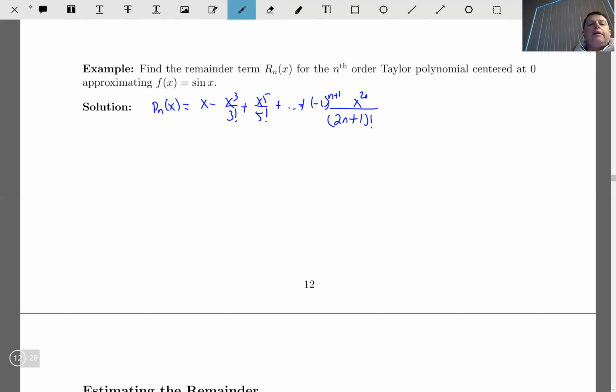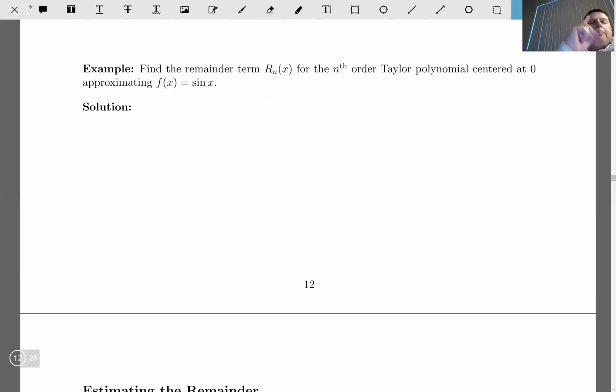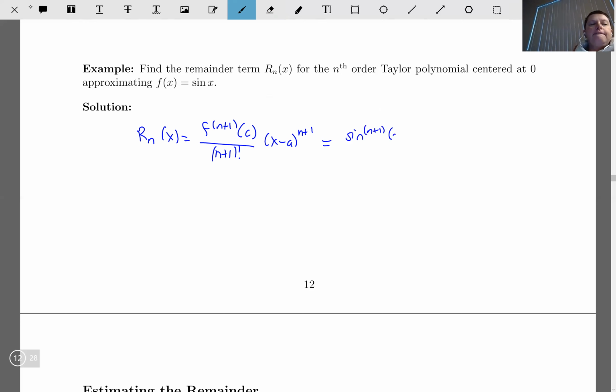This is really a pain, so let's not do it this way. Let's pretend that we don't actually want to figure out the polynomial. We just want to know how well we can do, because this is figuring out the polynomial. But without knowing anything else, I know that the remainder is going to be the n plus first derivative at c over n plus 1 factorial times x minus a to the n plus 1. So I know that it's going to be the n plus first derivative of sine evaluated at c, divided by n plus 1 factorial, times x to the n plus 1.